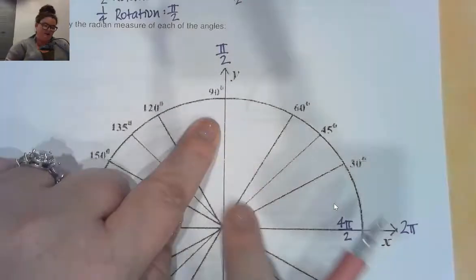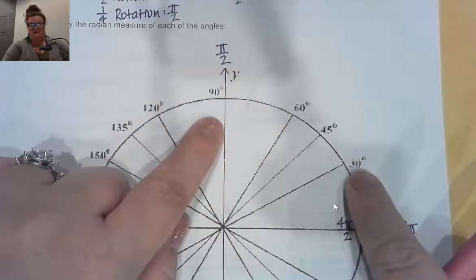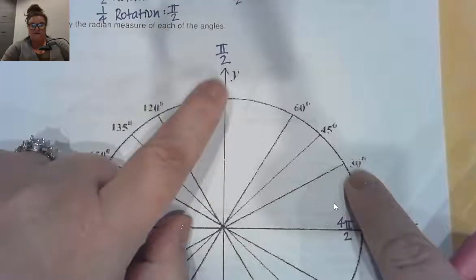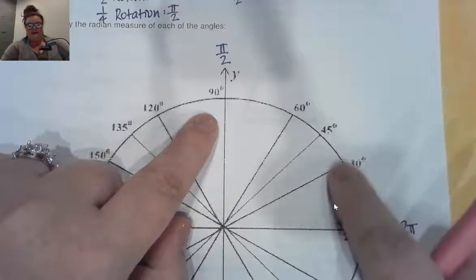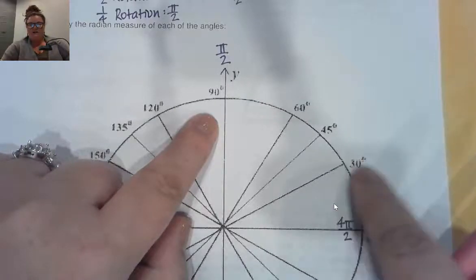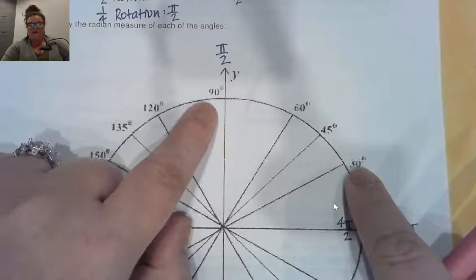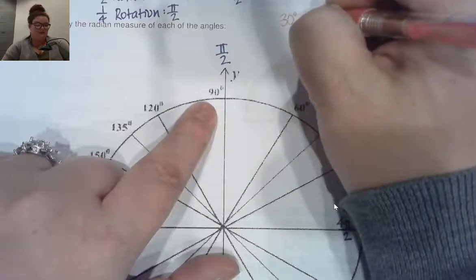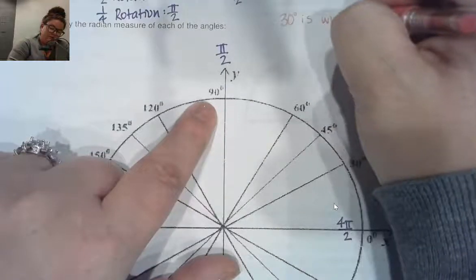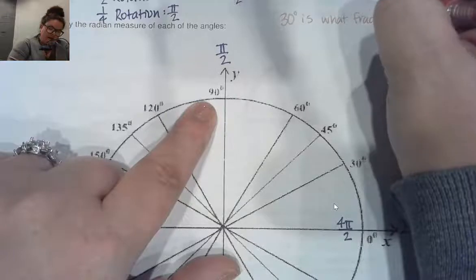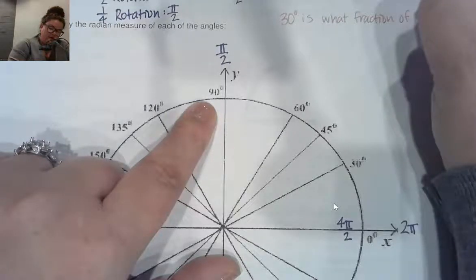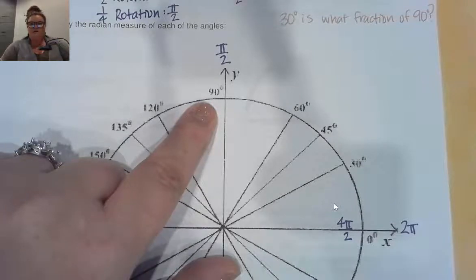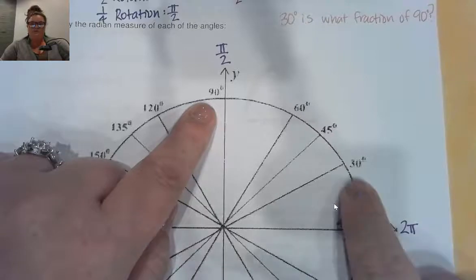If I look at 30 degrees, I'm going to look at it just in this first quadrant, because we have this nice angle labeled for us at 30 degrees. Since I already know what 90 degrees is, I want to figure out what fraction of 90 degrees is 30 degrees. Or in other words, 30 degrees is what fraction of 90 degrees?